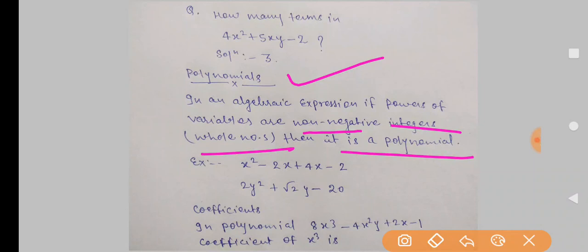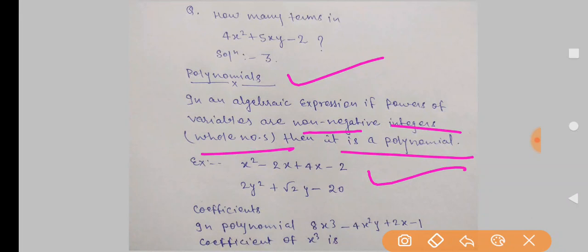So in an algebraic expression, the power may be a negative or positive integer, it may be a fraction, it may be 0, all these things. But there is a condition in polynomial, that it should be only a whole number. Okay. Then that will be a polynomial. Here is an example of polynomial, x square minus 2x plus 4x minus 2. So the power of variable here is a whole number. Another example, 2y square plus root 2y minus 20. Here also the power of variable is a whole number.